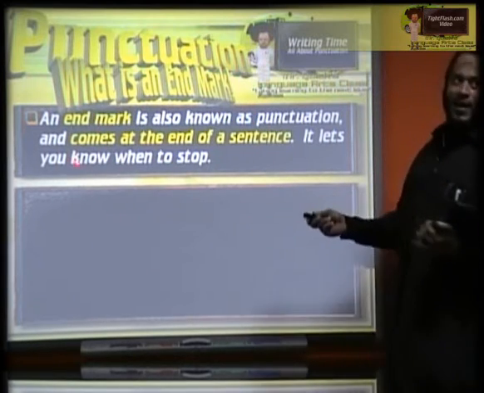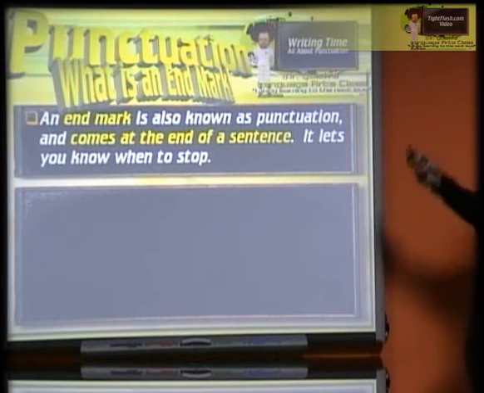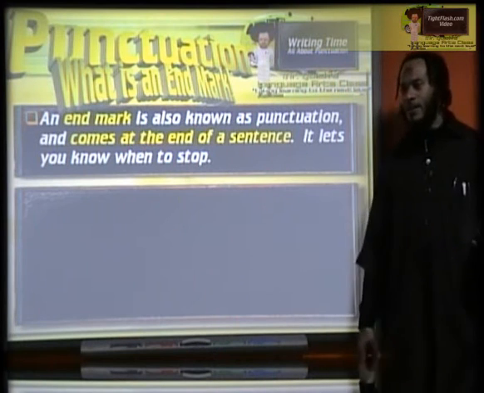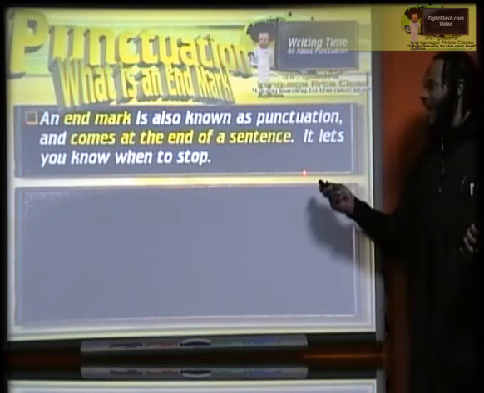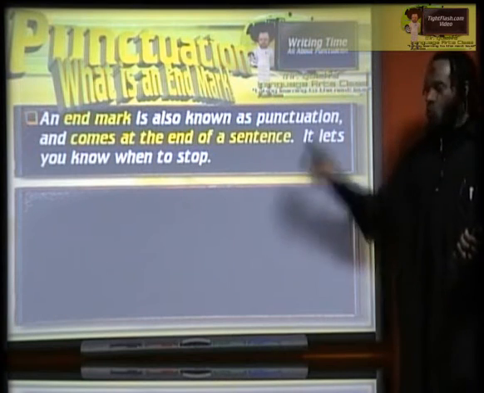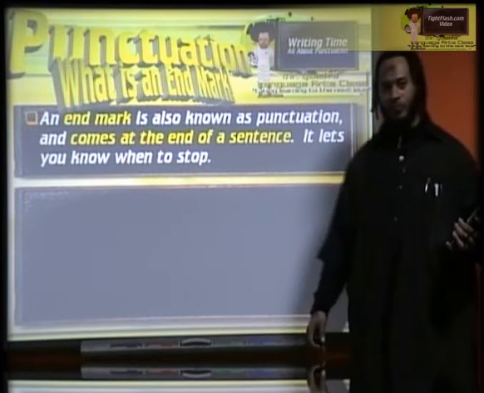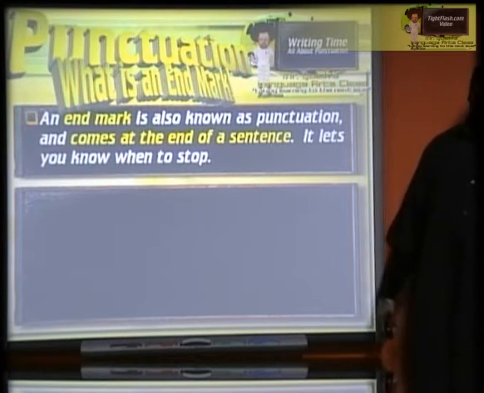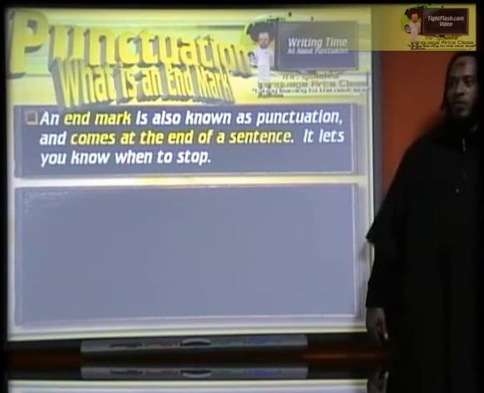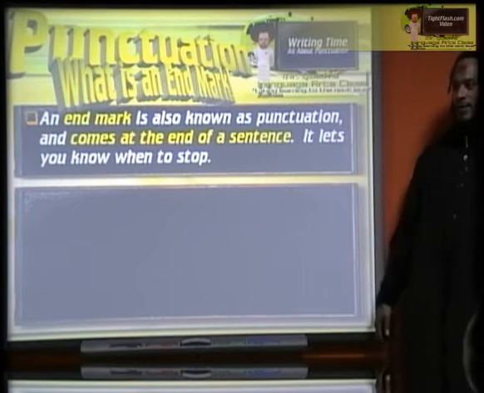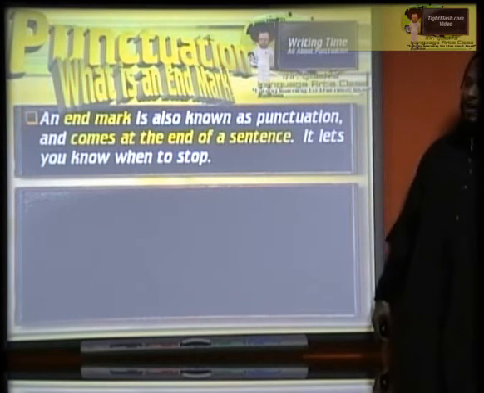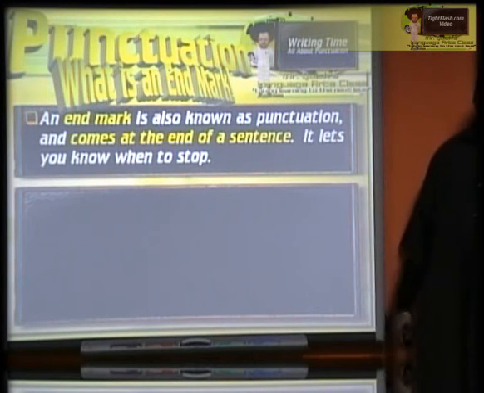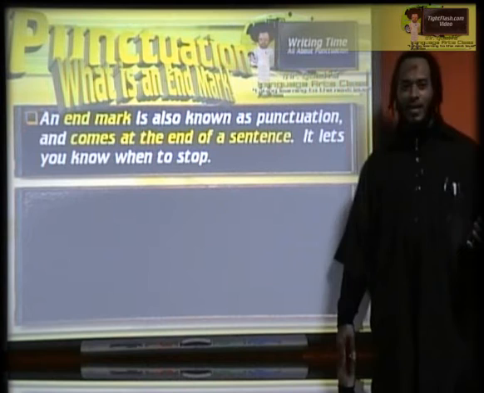An end mark is also known as punctuation and comes at the end of a sentence. Simple enough. It lets you know when to stop. It lets your reader know when to stop, to catch their breath. When I was reading that one-sentence essay, I couldn't breathe.